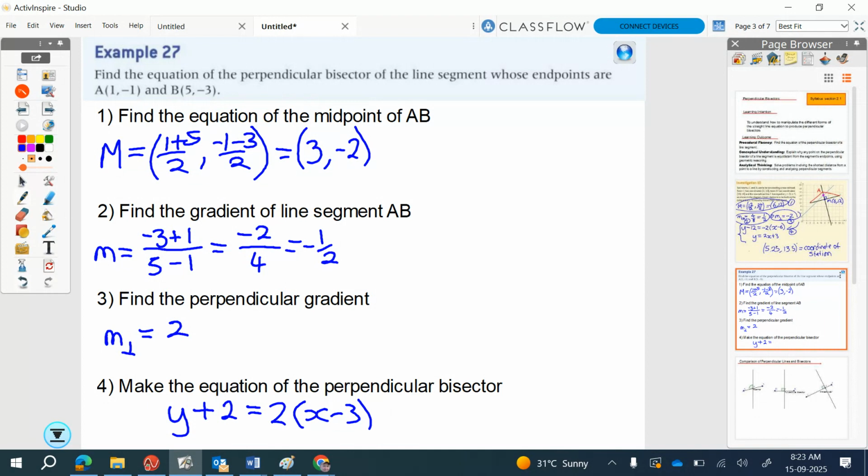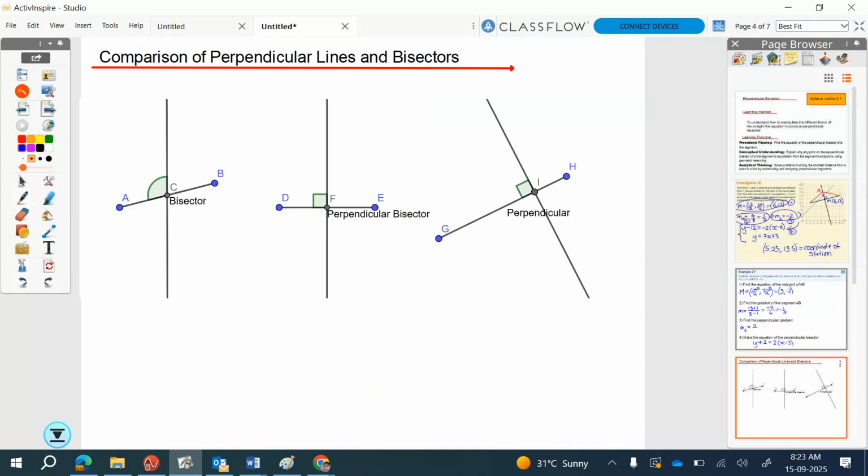Okay, so let's look at the concepts. One thing a lot of people get confused with at this particular point is how we mix and match the different words. So in this diagram I'm showing you, this is a bisector. So we have the line segment AB. Any line that goes through the midpoint is a bisector of line AB. So if we have the line AB, any line going through the midpoint here is going to bisect the line. So we can have a bisector. It cuts the line in half.